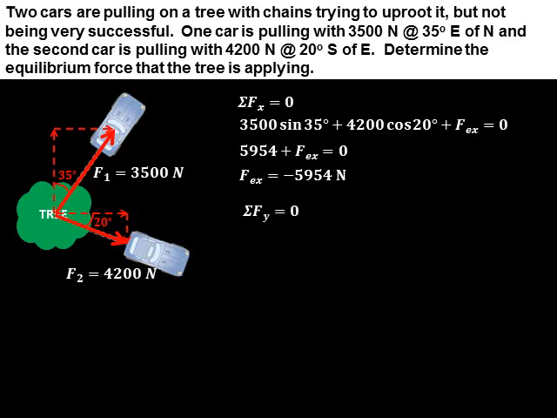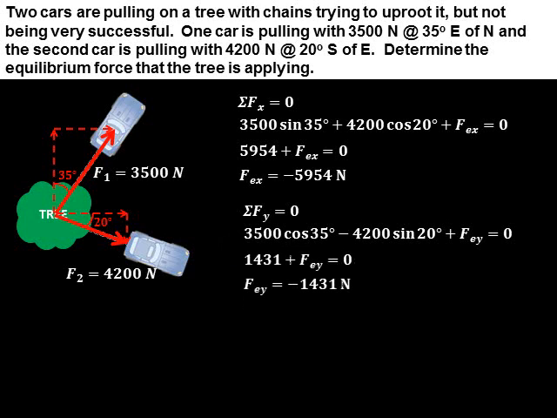We're going to do the same thing in the y direction. Net force in the y direction is going to be equal to 0. So the y component of force 1, that's going to be cosine, so 3,500 cosine of 35 degrees. That is upward, and so it's a positive direction. And then we have 4,200 sine of 20 degrees, which is the y component, and that is negative because it's downward. And then we have the y component of the equilibrium force, and that's what we're solving for. Punch this in our calculator, and we get 1,431. Take that to the other side, we get negative 1,431 newtons.